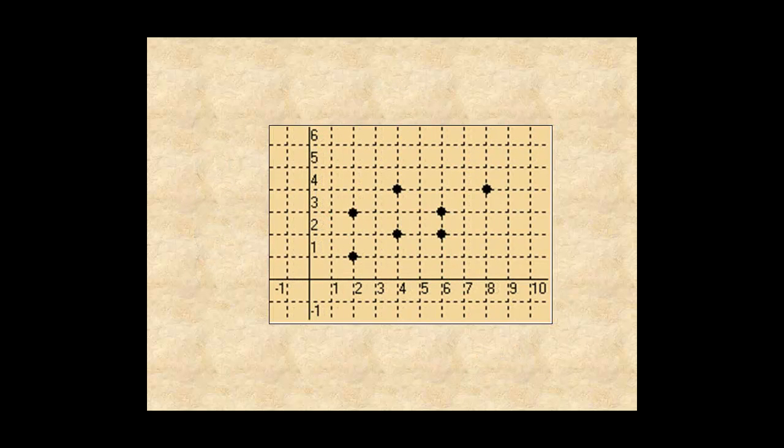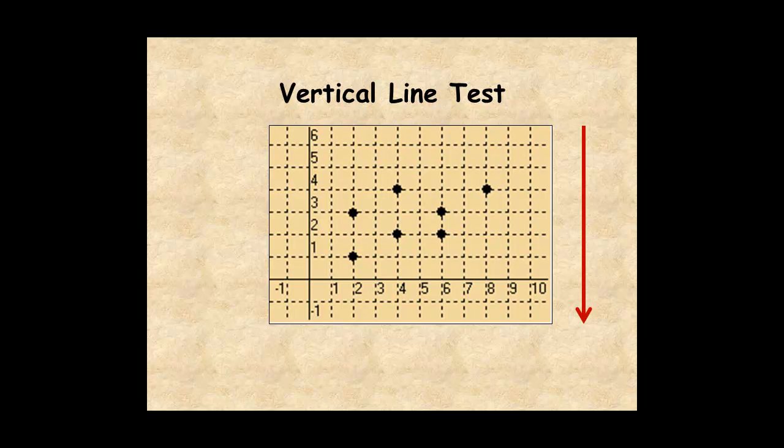A graph also makes it easy to see when a relation is or is not a function using the vertical line test. If a vertical line can be drawn anywhere that intersects the graph of the relation more than once, the relation is not a function. For this example, in addition to x equals 4, this relation fails the vertical line test at x equals 2 and x equals 6.